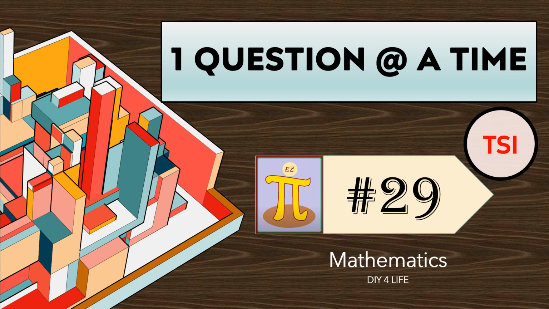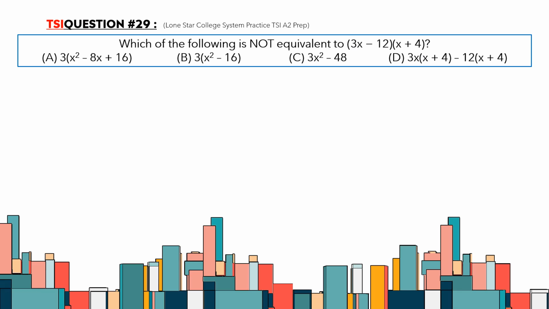Question number 29. Which of the following is not equivalent to 3x minus 12 times x plus 4? So we write down 3x minus 12 multiply x plus 4.